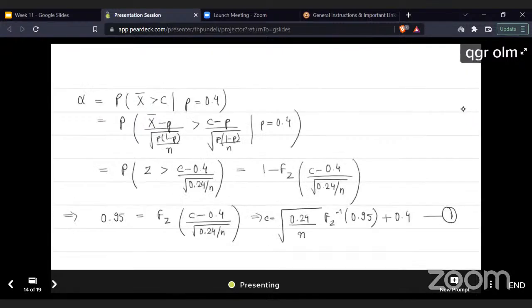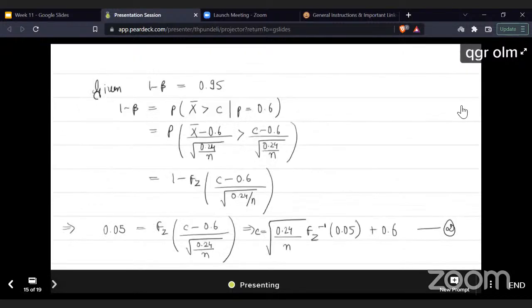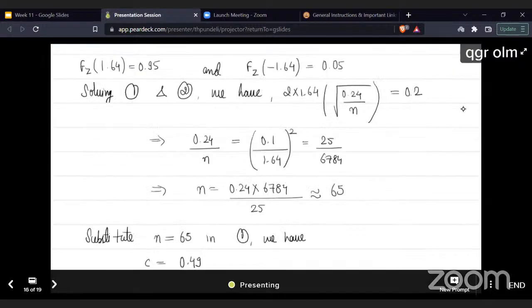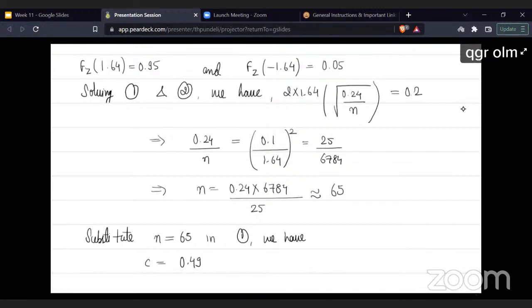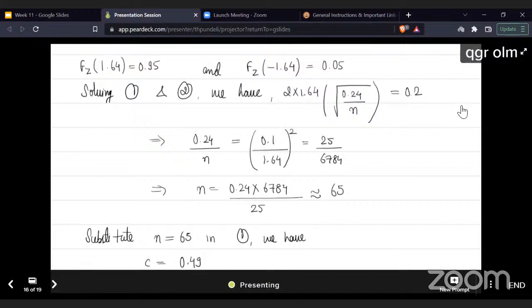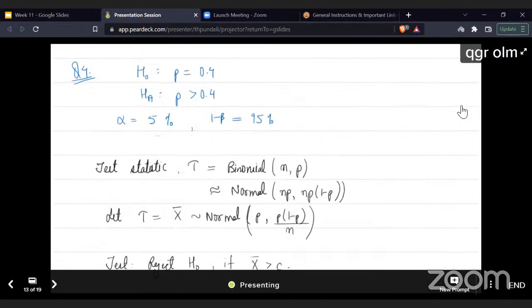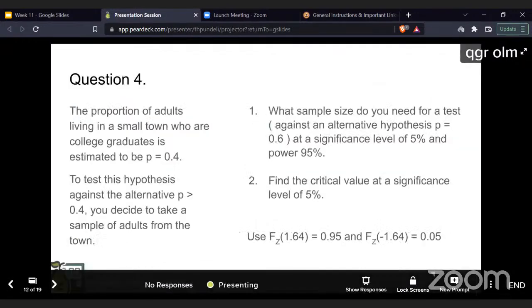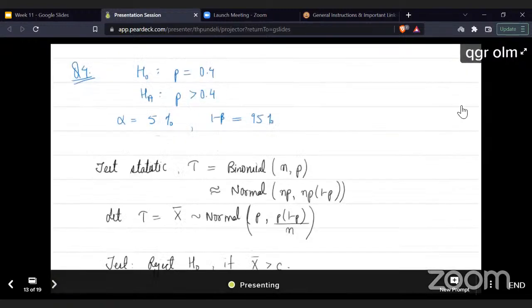So basically, solving both alpha and beta, you will get two different equations. Once you solve both the equations, you get the value of N, and you substitute this N in any of these equations and get the critical value. Here it has been specifically asked for a significance level of 5%, so we substituted in the first equation.